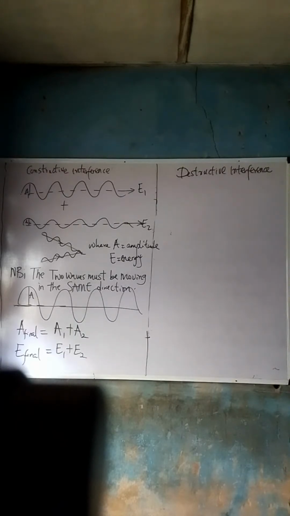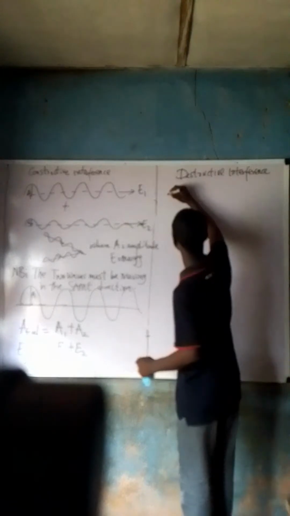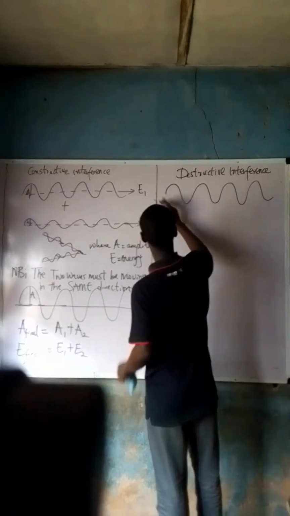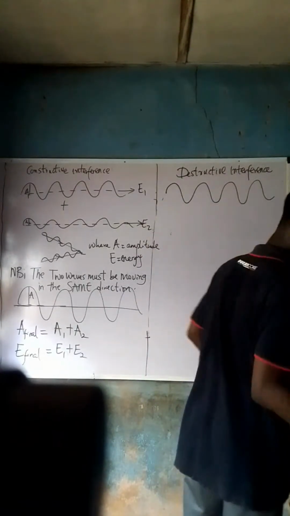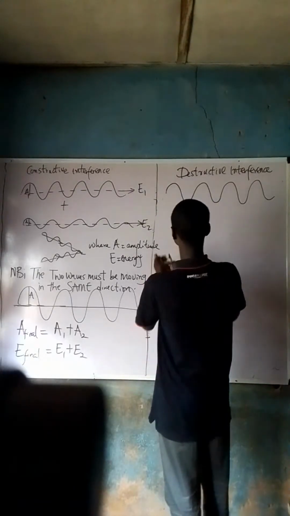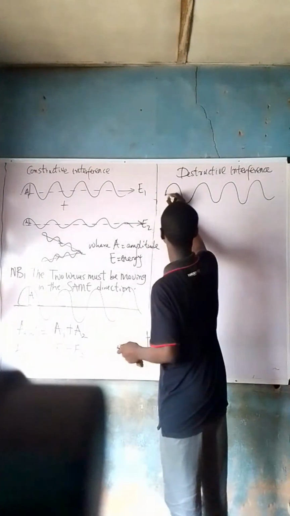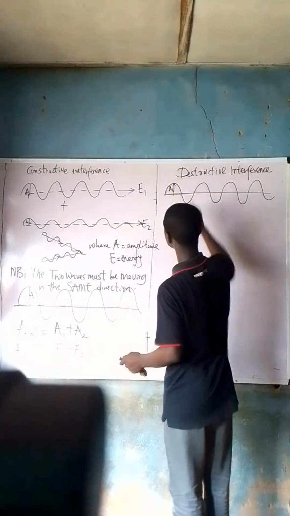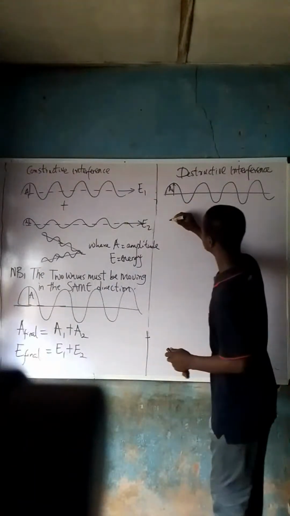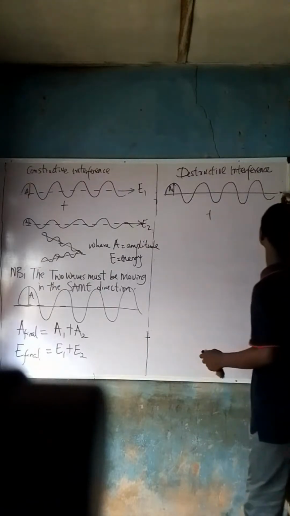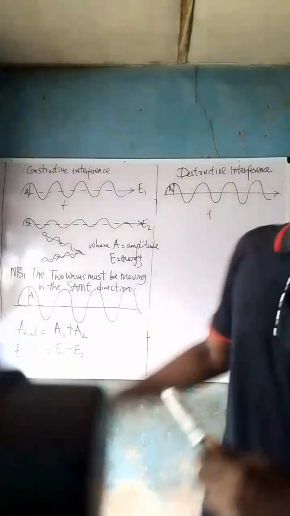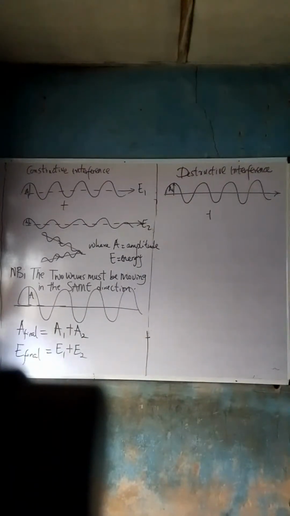Now let's continue. Destructive interference. Now you have a wave. Let me make this bigger. You have this wave, and it has an amplitude A1. Then you have a smaller wave, and it's moving in this direction, but direction must be specified. Take note of the direction it is moving towards: the right. Are you seeing that? Then what else do you have?